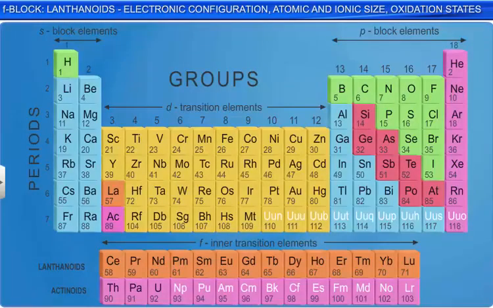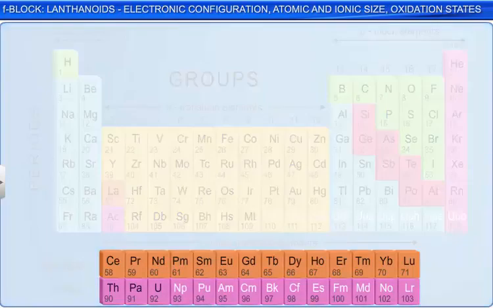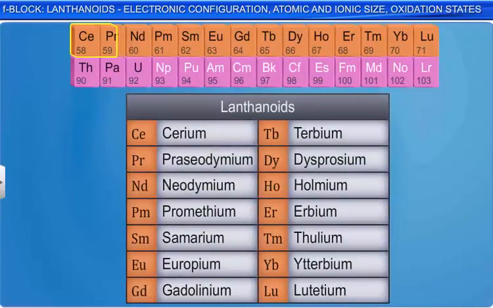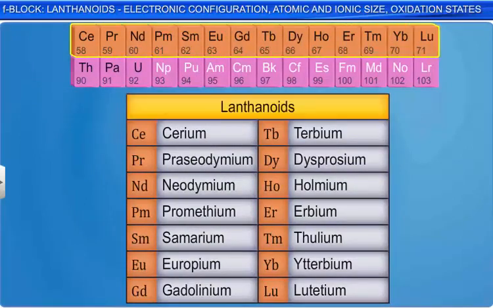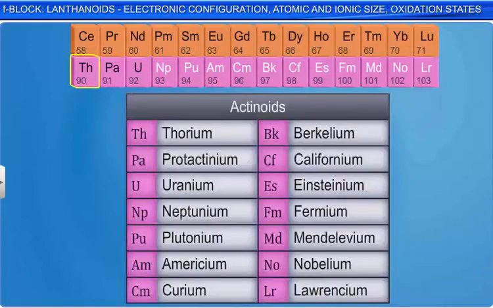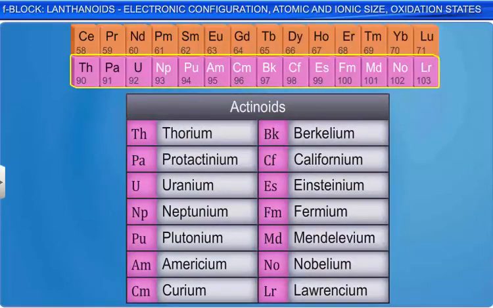The two rows of elements at the bottom of the periodic table constitute the F block elements. These include the 14 elements from cerium to lutetium, called the lanthanoids, and the 14 elements from thorium to lawrencium, called the actinoids.